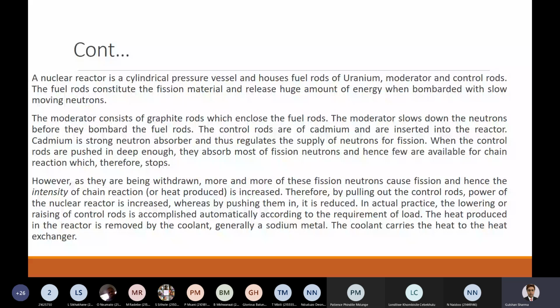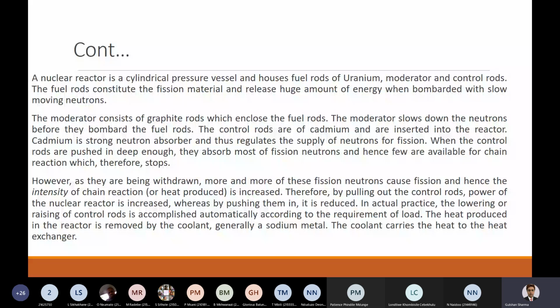So it means, guys, that by pulling out the control rods, the power of the nuclear reactor is increased, and if you push them in, then your power is reduced. I have already discussed with you that in actual practice, this process is automatic, as per the requirement. But also, because it's a very costly and sensitive process, nuclear power plants are not designed to carry variable load.